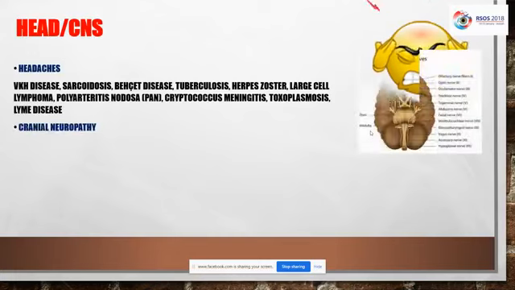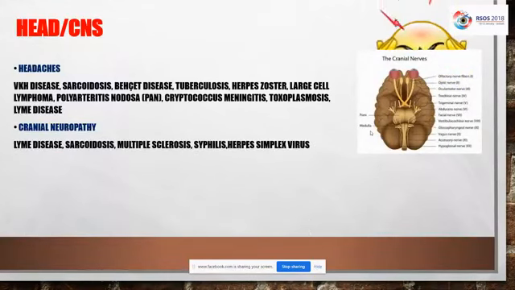Cranial neuropathy can be found in those patients with Lyme disease, in those patients with sarcoidosis, with granulomatous infiltration of those cranial nerves, in those patients with multiple sclerosis, with demyelinating patches in those nerves, in those patients with syphilis, and in those patients with herpes simplex virus.